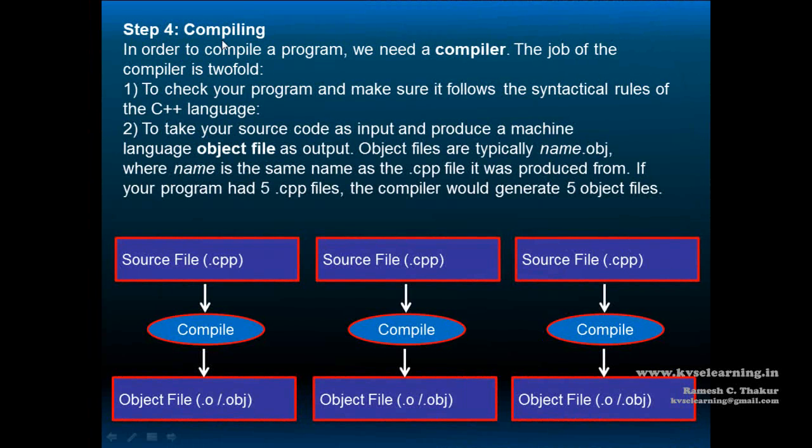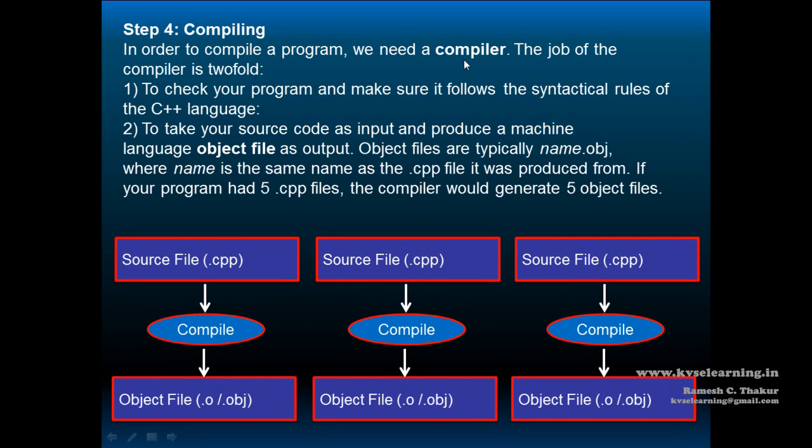Step number 4. Compiling a C++ program. In order to compile a program, we need a compiler. And we know what a compiler is. A compiler is a special piece of software which converts our source programs into machine programs, machine codes.